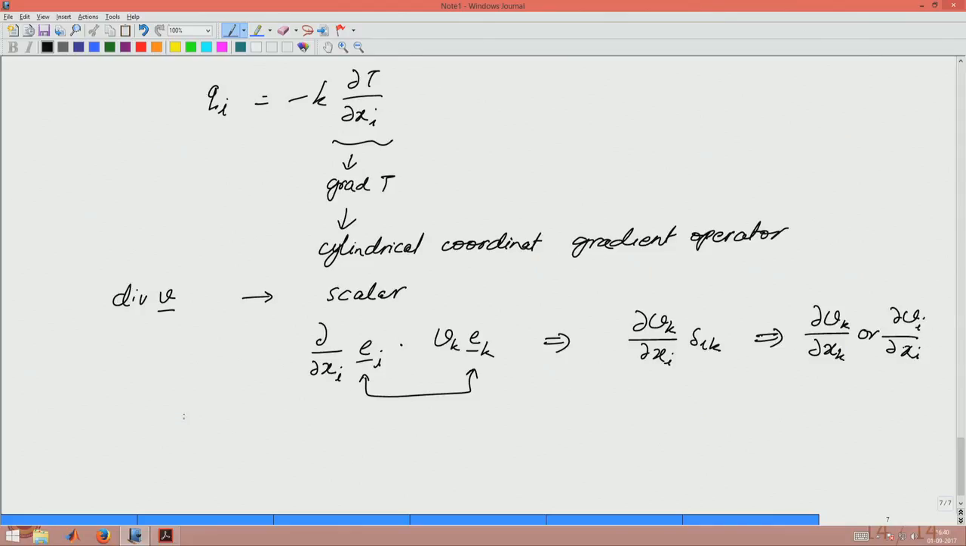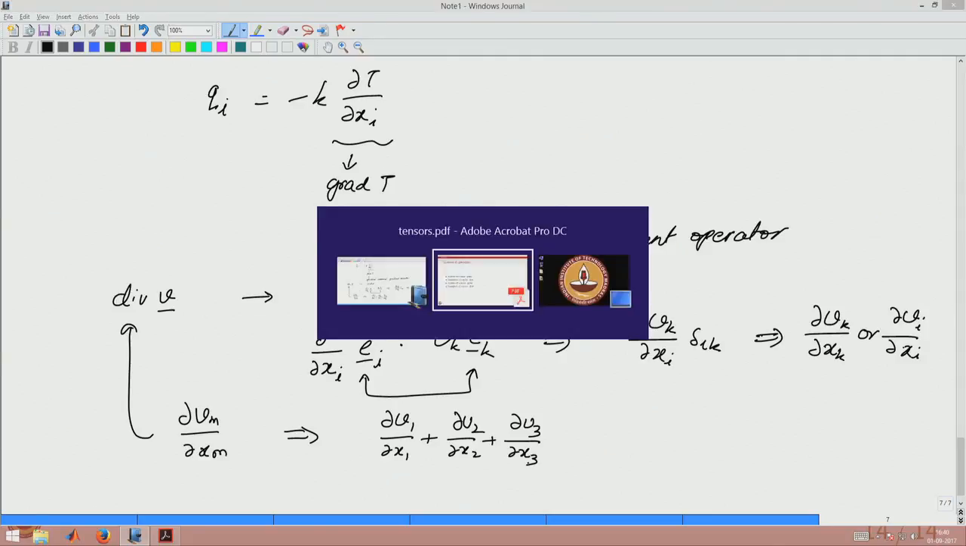So, any time in a governing equation I see a term like del v_m by del x_m, I should be able to immediately say that this is nothing but the divergence of velocity. Because the index is repeated, we know that overall this quantity is going to be del v_1 by del x_1 plus del v_2 by del x_2 plus del v_3 by del x_3. So, this is as far as the divergence of velocity is concerned.